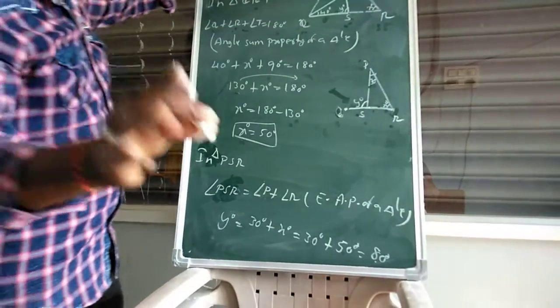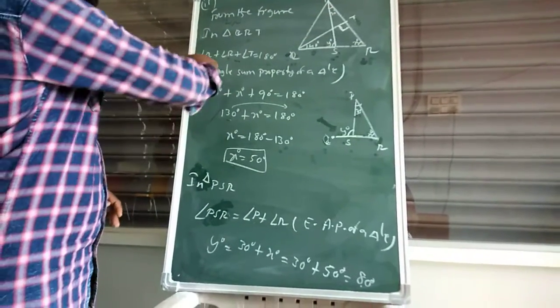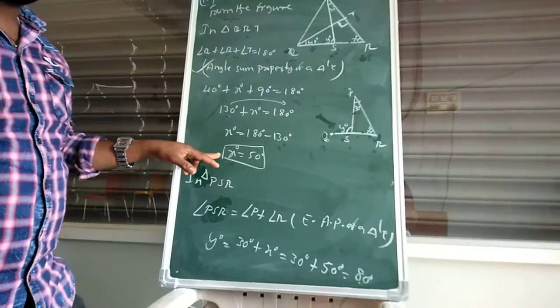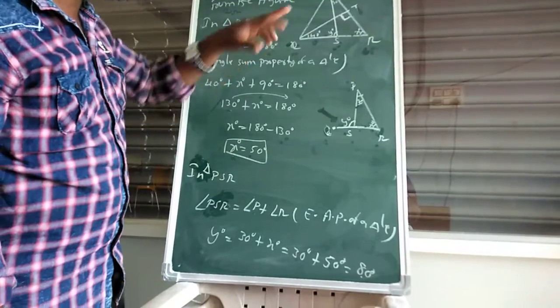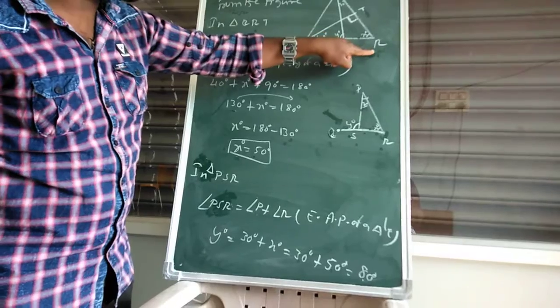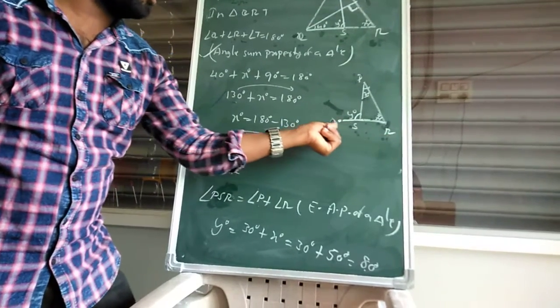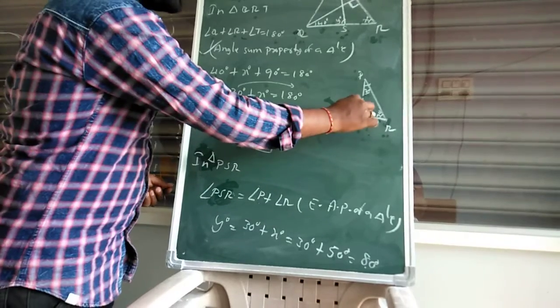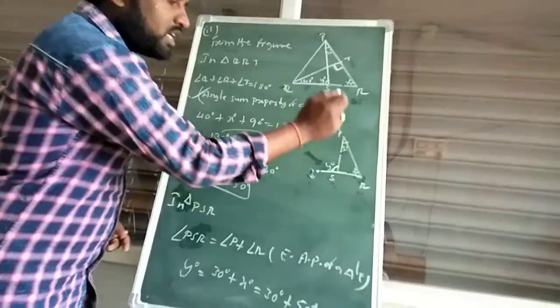So in the first case, I simply considered triangle QRT. I used the angle sum property of a triangle and got x degrees equal to 50. In the second case, I considered triangle PSR, but I extended the side SR, or RS, to point Q. They form an exterior angle, that is y degrees. It is equal to the sum of the opposite interior angles.